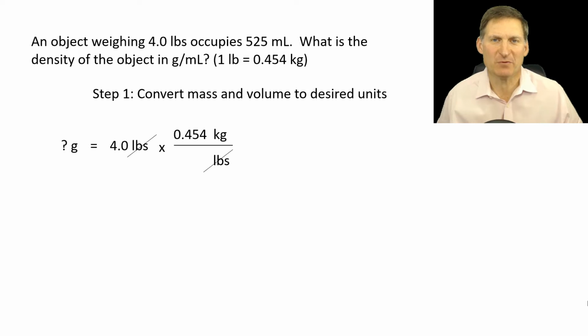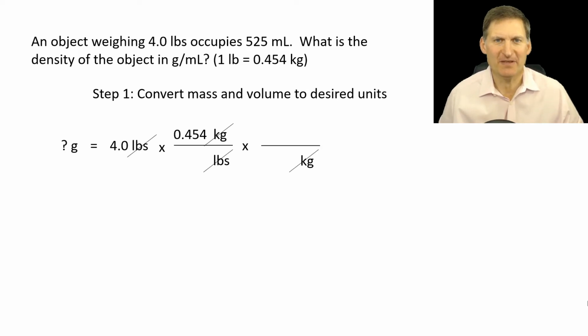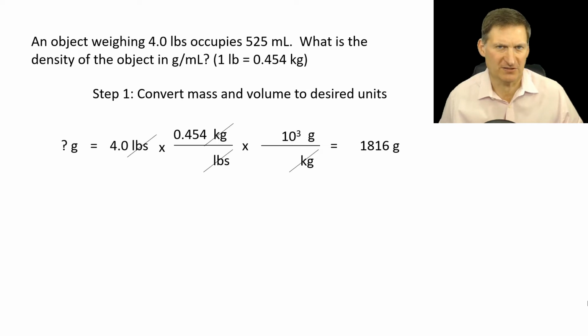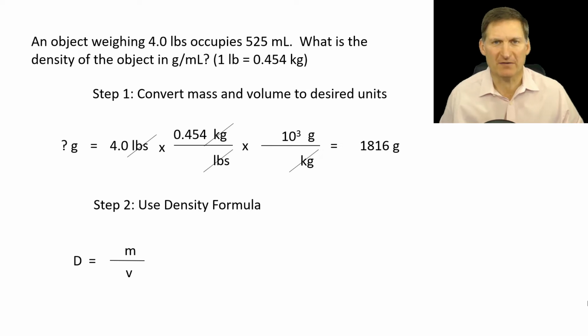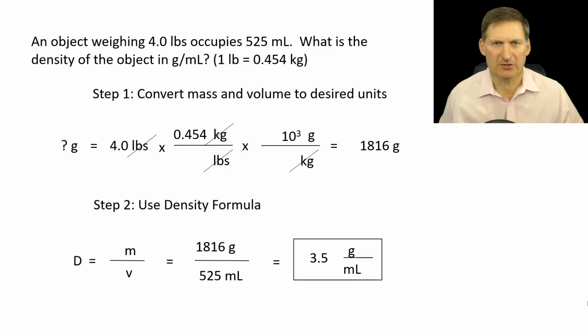For the next conversion factor, we put kilograms in the denominator to cancel it and grams in the numerator, because that's what we need to solve for. We put 10 to the third in the numerator because we need to remember there are 10 to the third grams in a kilogram. If you put 1,000 instead of 10 to the third, that's fine too. We then do the math and get 1,816 grams. Now as a separate calculation, use the density formula to solve for density. We plug in our values and eventually get 3.5 grams per milliliters. We've rounded to two significant figures because the numerator here is really considered to be 2 sig figs because of the 2 sig figs way back here.